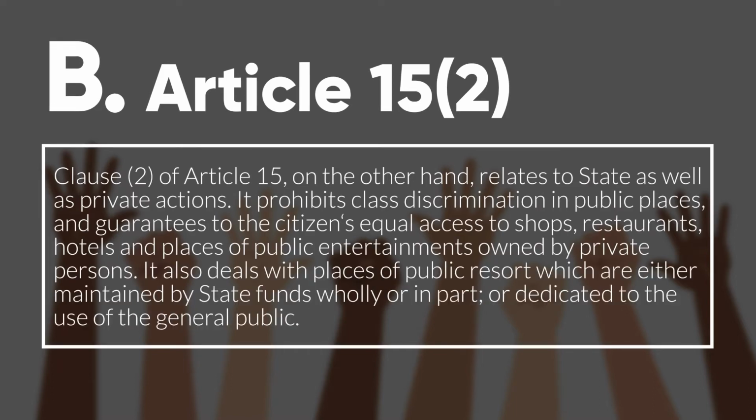Clause 2 of Article 15, on the other hand, relates to state as well as private actions. It prohibits class discrimination in public places and guarantees to the citizens equal access to shops, restaurants, hotels and places of public entertainment owned by private persons. It also deals with places of public resort which are either maintained by state funds wholly or in part, or dedicated to the use of the general public.